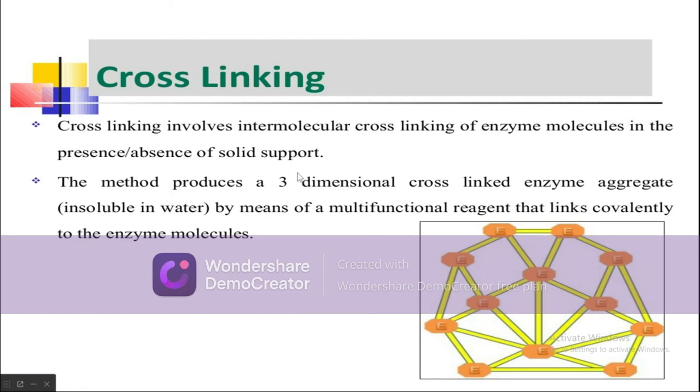Then we also have cross-linking. In the cross-linking, look at it. Cross-linking involves intermolecular cross-linking of enzyme molecules in the presence or absence of a solid support. So it's just the enzymes. In this case, the enzymes can also rearrange themselves to cross-link with one another. But at the same time, the presence of the solid supports, it may also cross-link themselves together. If you look at it, this one binds with this, so they cross-link. So the method produces a three-dimensional cross-linked enzyme aggregate, by means of a multifunctional reagent that links covalently to the enzyme molecules. So this is the cross-linking.